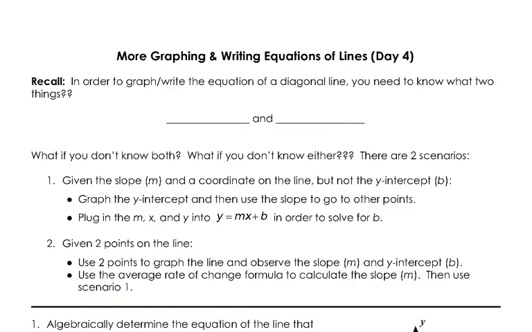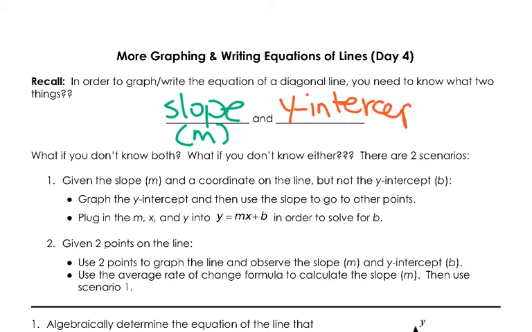Okay, so that's those two. Now let's look at today. So it's day 4, more graphing and writing equations of lines. Still practicing the same skills. So let's recall. In order to graph or write the equation of a diagonal line, you need to know what two things? Well, you're always going to need to know the slope, which is m, and you always need to know the y-intercept, which is b. Okay? What if you don't know both? That's a great question. What if you don't know either?